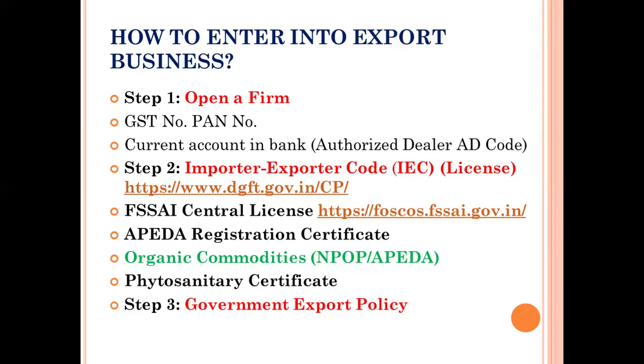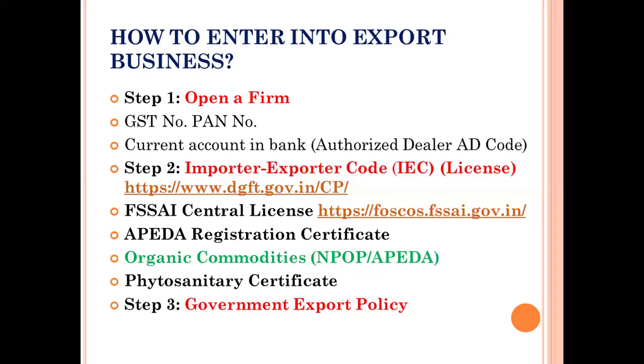The first is IEC, importer exporter code. You can just visit the website of the Government of India, that is the DGFT website, and in that you can easily register for this. After registering for IEC, you can go for the next step, that is the FSSAI license. And what do you mean by FSSAI? That is the Food Safety and Standards Authority of India. So this you need. Next, an APEDA registration certificate you also need to have for the export business.